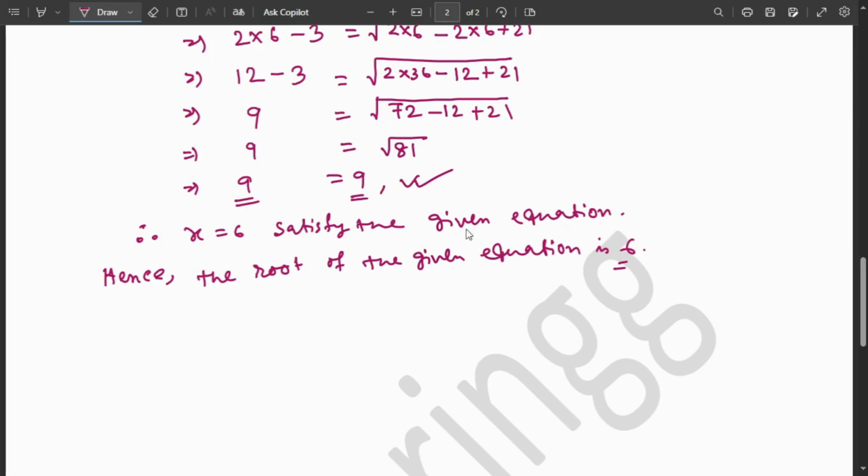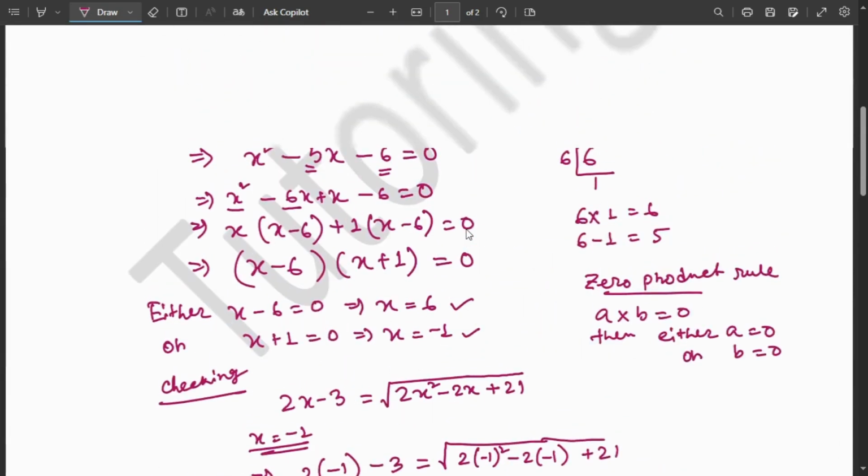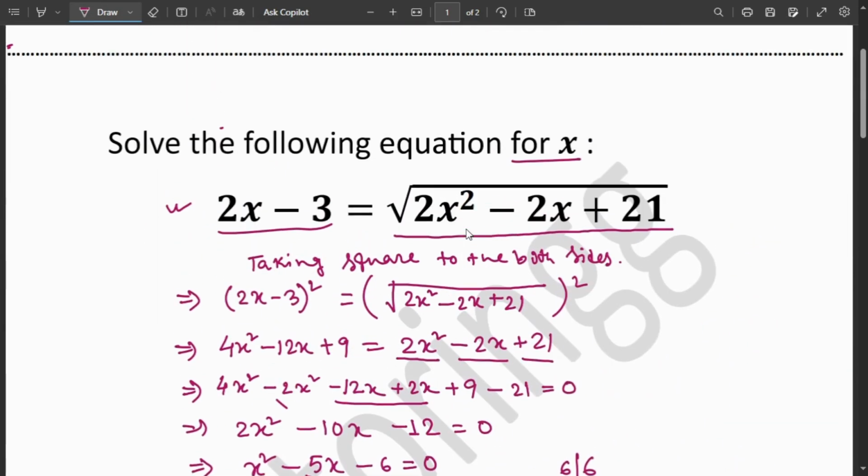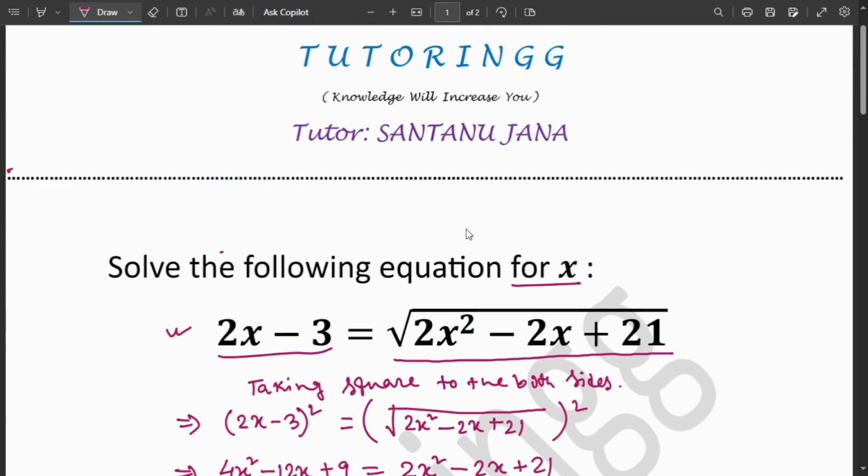So remember how to solve this type of problem, and must remember the rules to solve this type of problem. Thank you.